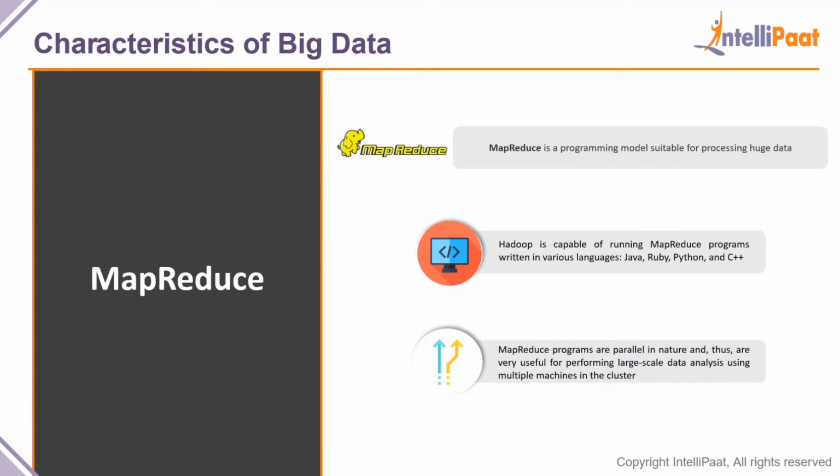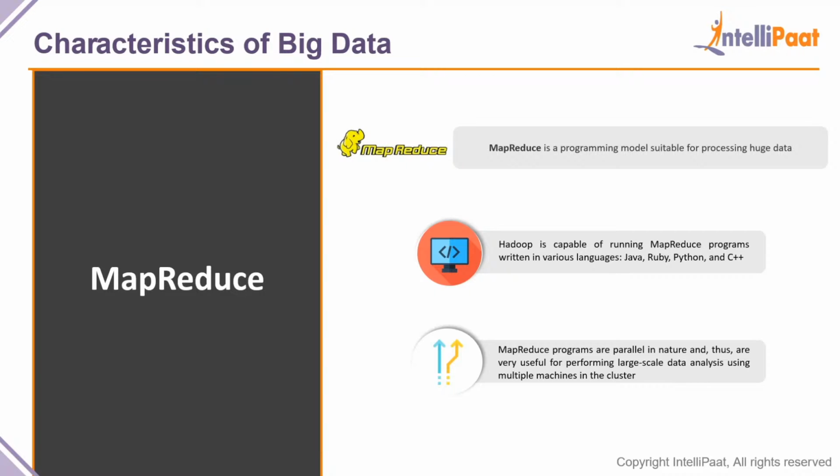Let us understand what MapReduce is. So we know how storage happens in Hadoop. Now we can understand how processing happens in Hadoop. Like there are two parts involved in any big data procedure. So first is storage, the second is processing. MapReduce is the programming model suitable for processing huge data, right?